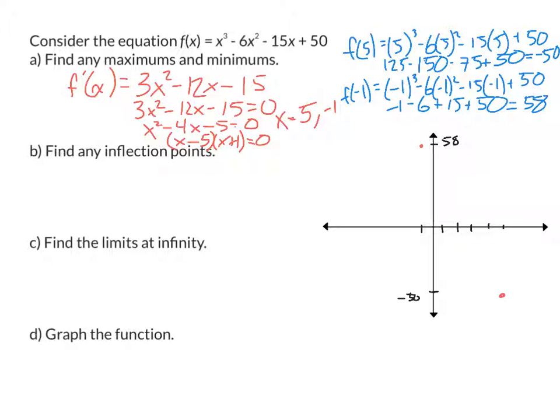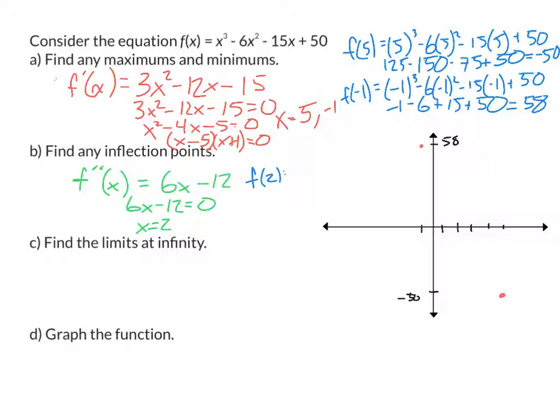All right. Next, let's find any inflection points. Inflection points are found by doing our second derivative. So f double prime, we'll take the derivative again of our first derivative there. So we get 6x to the first now, minus 12. And our inflection points occur where that is equal to 0. And so we see that x is going to be 2. And so our inflection point occurs at f of 2.